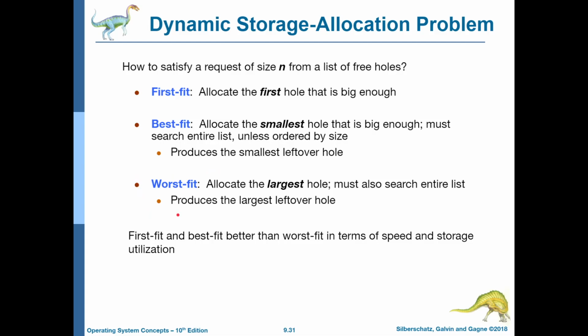Worst fit, on the other hand, tries to find the largest hole. So it goes through the entire list again and checks to find the largest hole to use, which guarantees that you're going to produce the largest leftover hole. The thing is, first fit and best fit tend to work better than worst fit. So best fit and first fit will be the algorithms most commonly used in a contiguous memory allocation scheme.